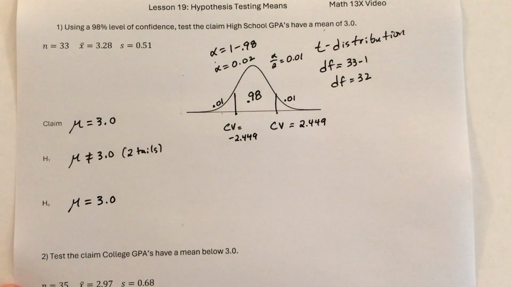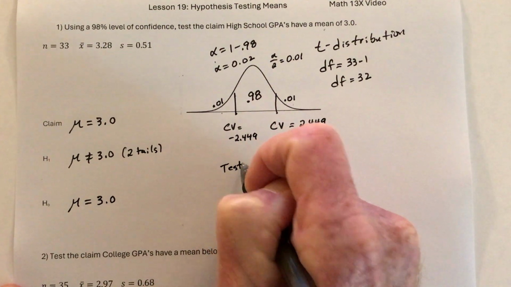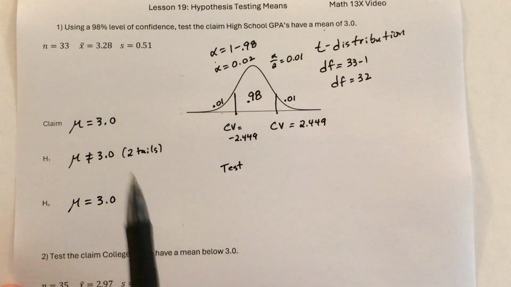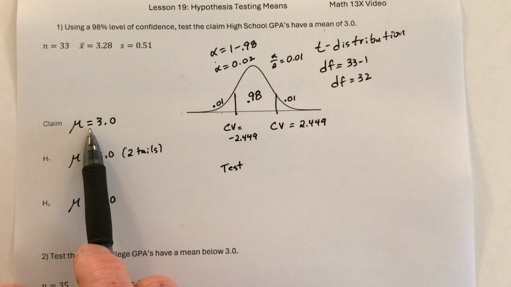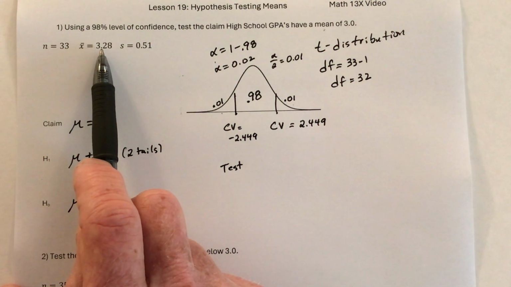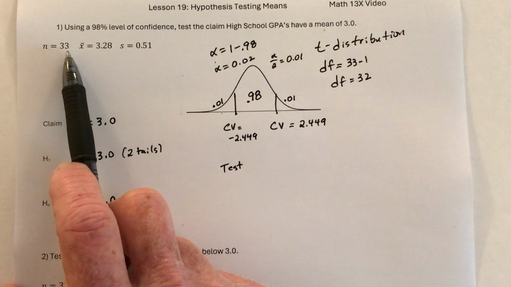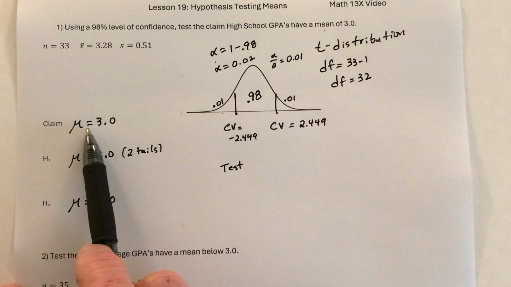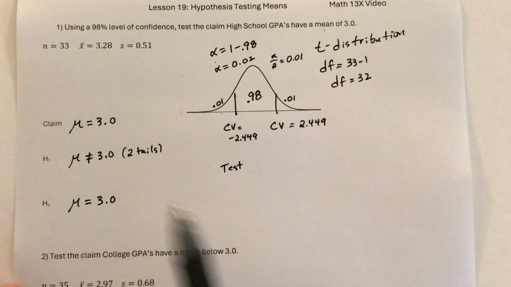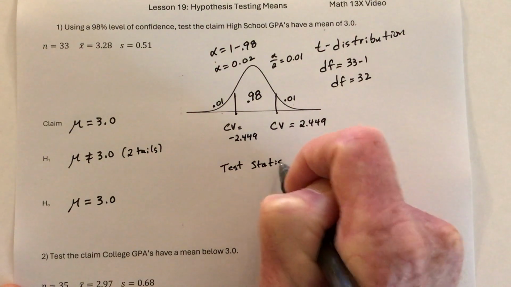Okay, we're ready for the test statistic. So are we actually able to prove anything? My claim was that the average is going to be 3.0. As you could see, it's better than the 3.0. But then again, that's only 33 people. So is that enough evidence to actually prove that I was wrong? So the test statistic.